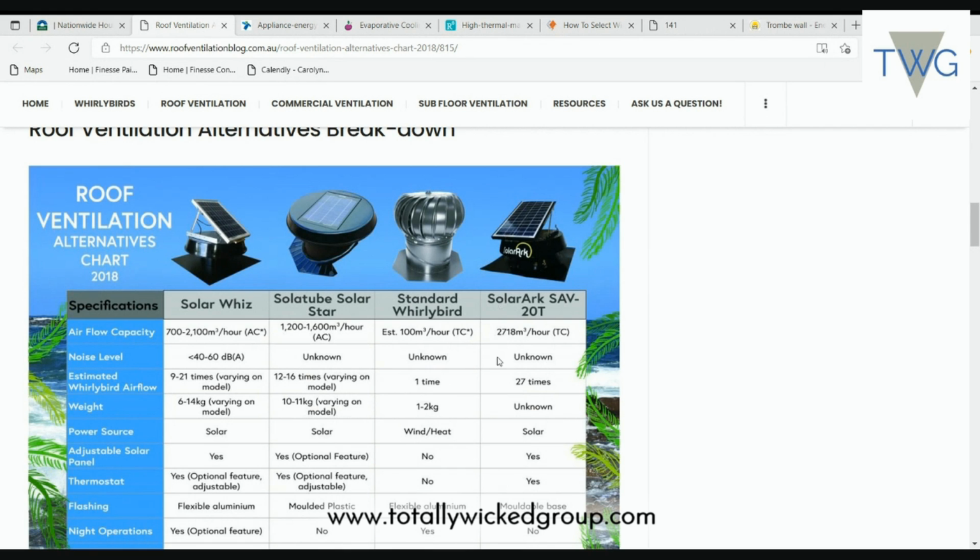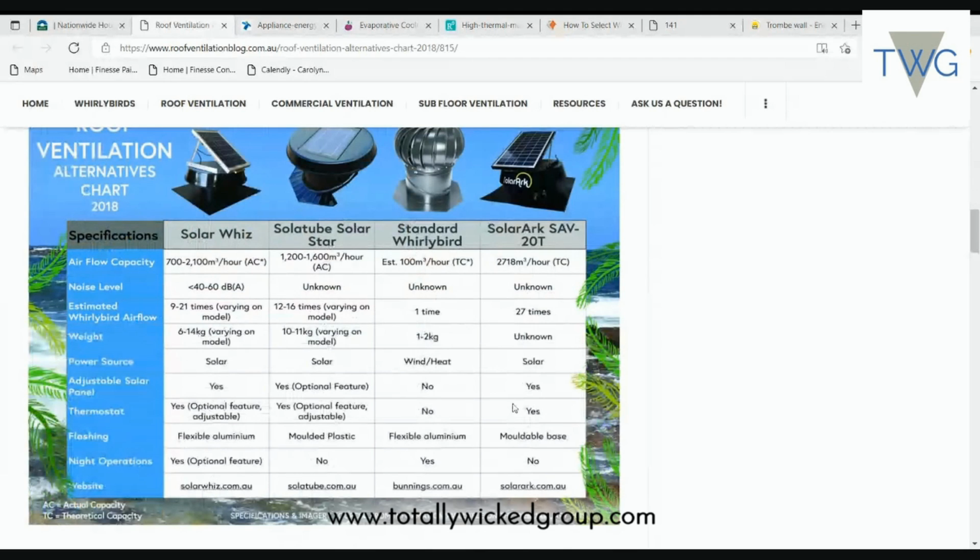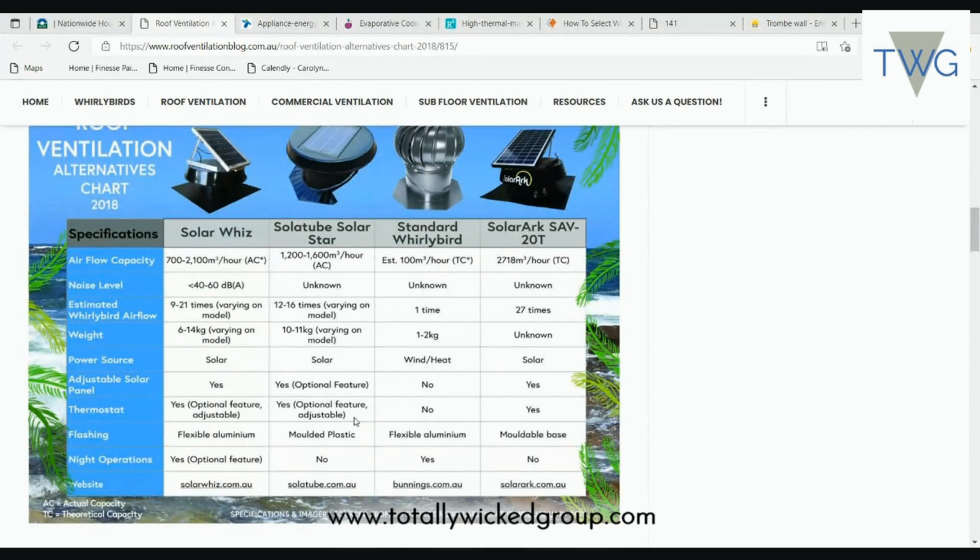And the great thing about these is some of them, not all of them, have a thermostat. So when the temperature of the roof gets to a certain temperature, then it will automatically turn on. So you can actually change it to suit. So that's a great example of an active and a passive cooling system. It's a passive technique, but it's using an active system to make it more effective.